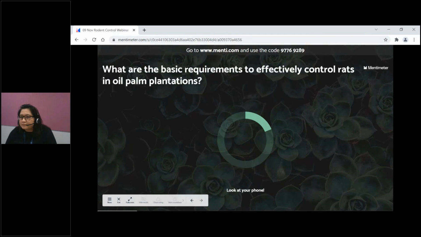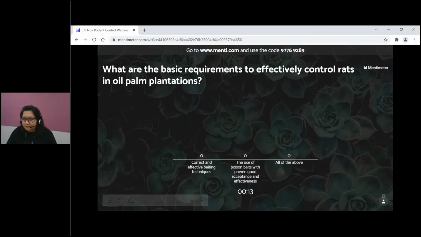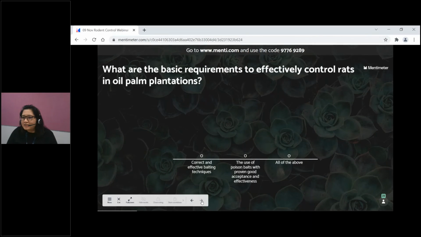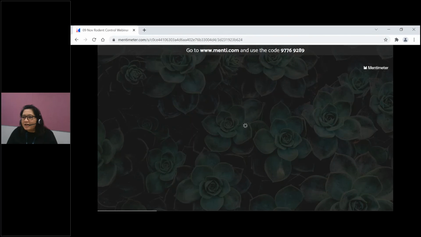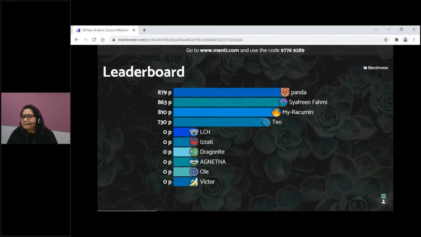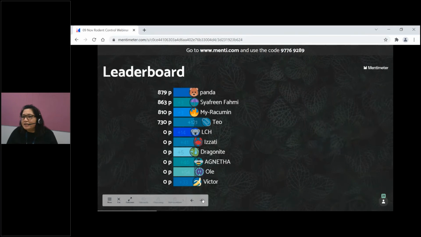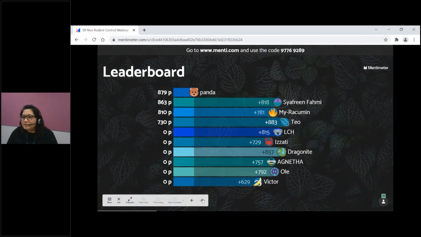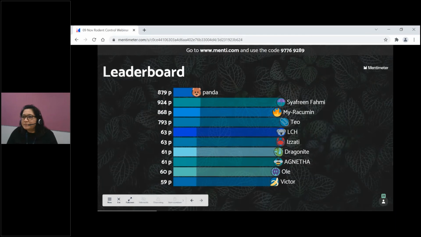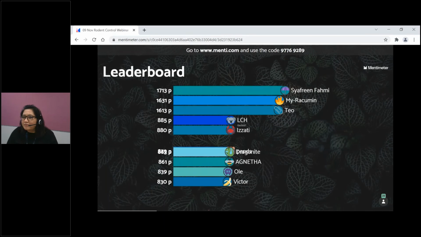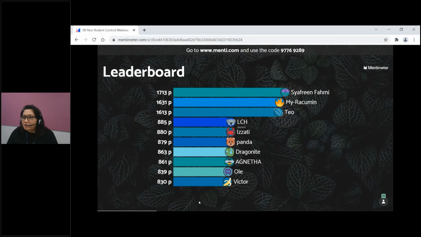What are the basic requirements to effectively control rats in oil palm plantations? Correct and effective baiting techniques, the use of poison baits with proven good acceptance and effectiveness, or all of the above? So the answer is all of the above. Okay, so Panda is still in the lead. Good job. Oh no, it's Shafrin Fahmi. Very good. Right. Okay. Next question.